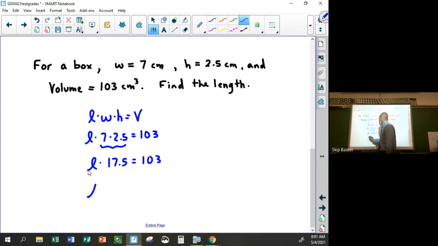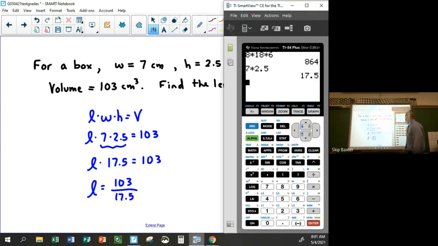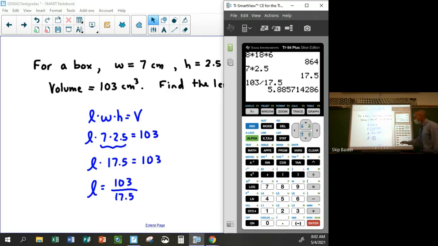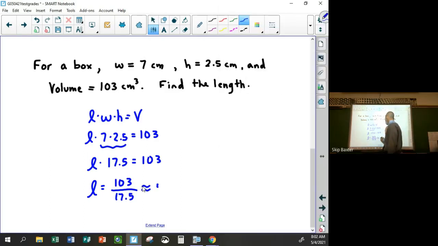So the length would be 103 divided by 17.5. Okay, so 103 divided by 17.5 is this number. So say you want it to the nearest tenth. This would be 5.9 millimeters.